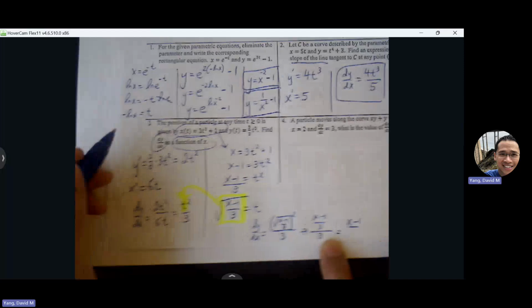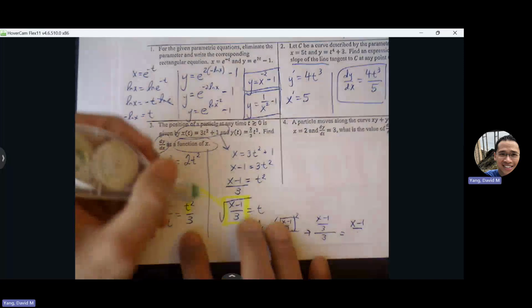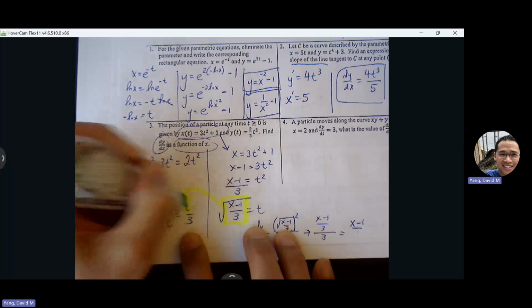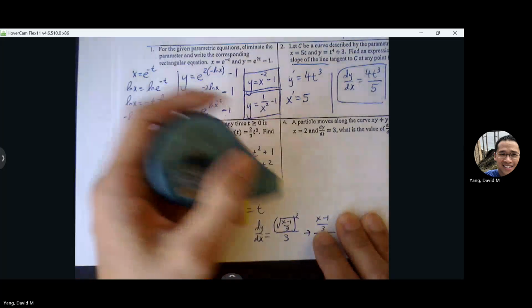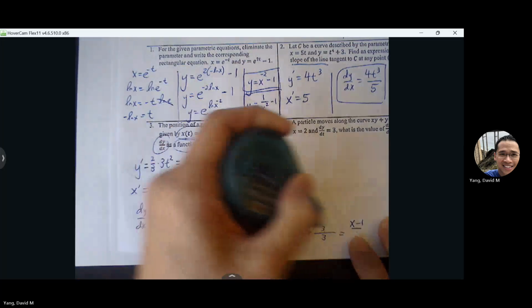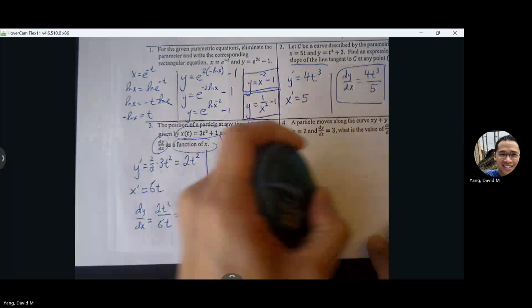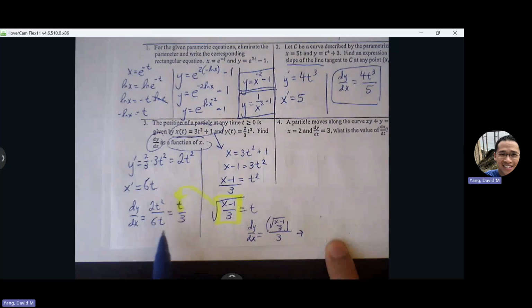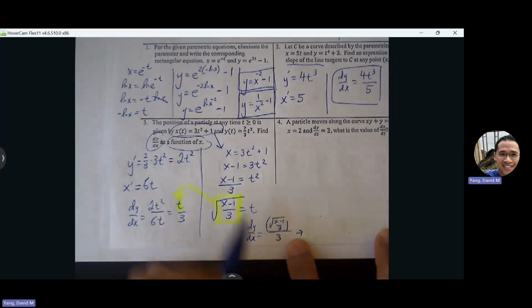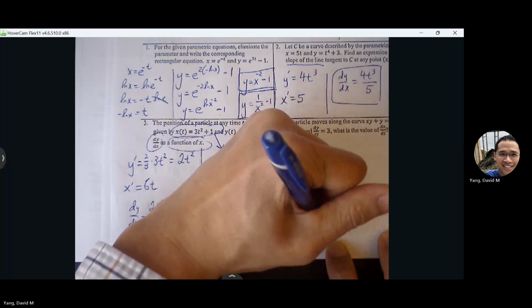Oh wait, I'm sorry. My bad. The square doesn't and did not cancel out this square here. So sorry, the square root will have to stay. We're not going to be able to clean up as well as I thought we could. Right, so this is fine, or you can write it as 1/3 square root of x minus 1.